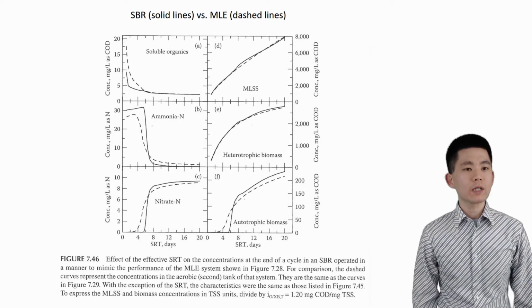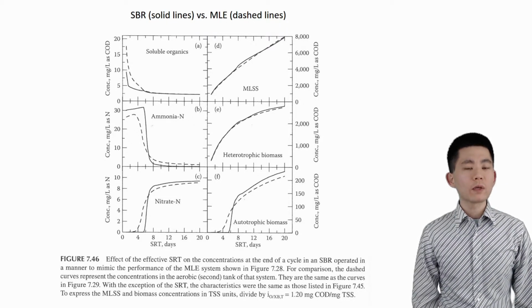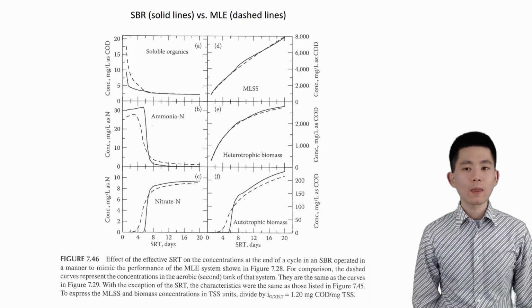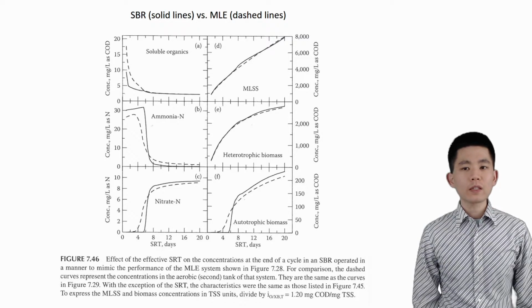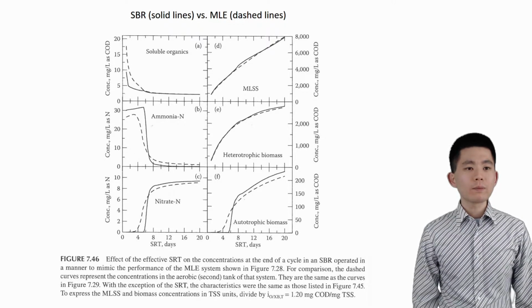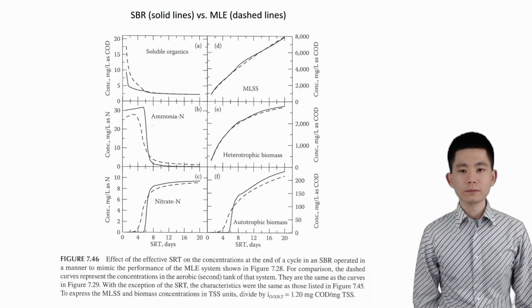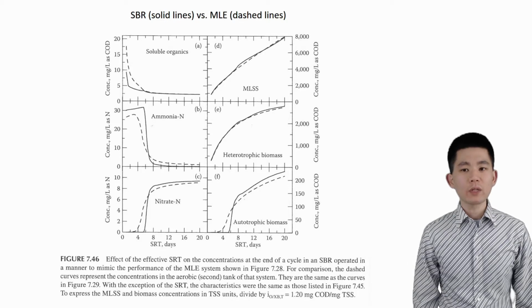This figure compares an SBR mimicking MLE system and an actual MLE system, which is represented by a dashed line. The effect of SRT is very similar. Because SBR behaves more like PFR, they have slightly sharper transitions of performance with the increase of SRT compared to the actual MLE system in each zone. The plug flow-like performance for SBR results in a more complete ammonia removal and slightly higher autotrophic biomass as shown in panels B and F.